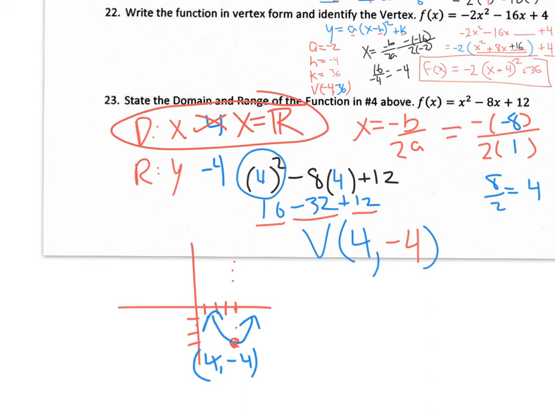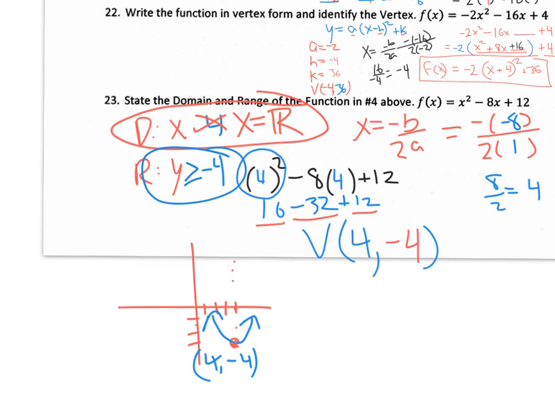Now what about the range? If we think about the range, let's go to the y value of negative 4, which is clearly right here. The question is, is the parabola above the y value of negative 4 or below the y value of negative 4? It's above, which means that it's greater. And that's the inequality symbol that you're going to put right there. Y is greater than or equal to negative 4.